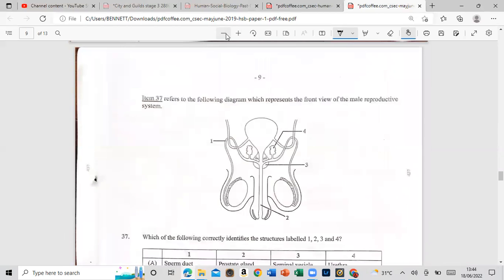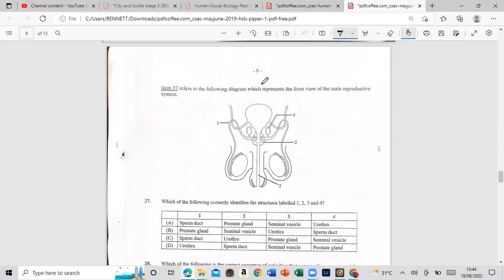37, let's go. Which of the following correctly identifies the label? As you identify right here, this is the urethra. We have gone through it already in the previous video, but just in case, this is the urethra. One is a sperm duct, and this is the urethra. And this is our prostate gland. And then the last one would be the seminal vesicle.